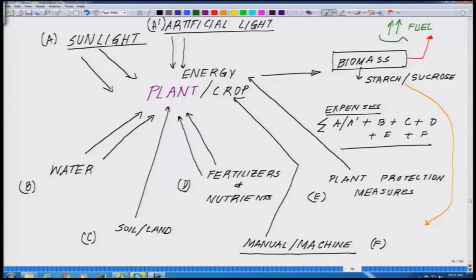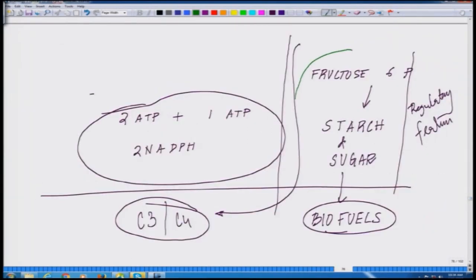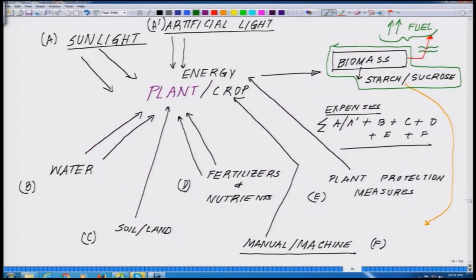Before we move into this part, how the conversion will be done, which we will take up probably after a couple of classes, at this stage we will talk about what the currency of biomass is, in terms of starch and sucrose. If you see the last class where we ended, this is where we stay: the fructose to starch and sugar, and in that process the expenditure of ATP, ADP and the light.